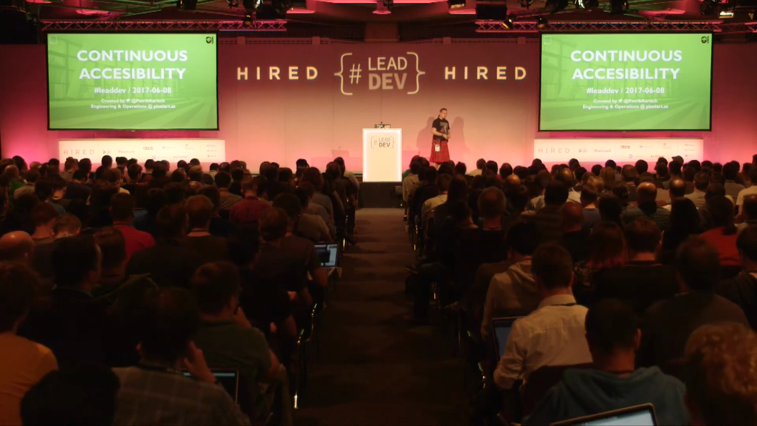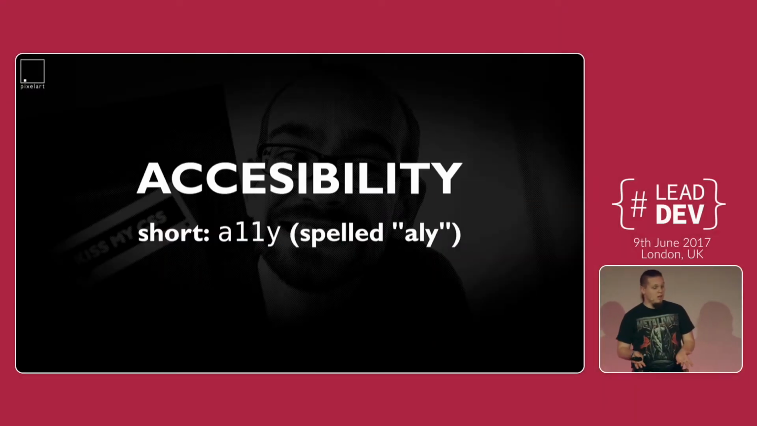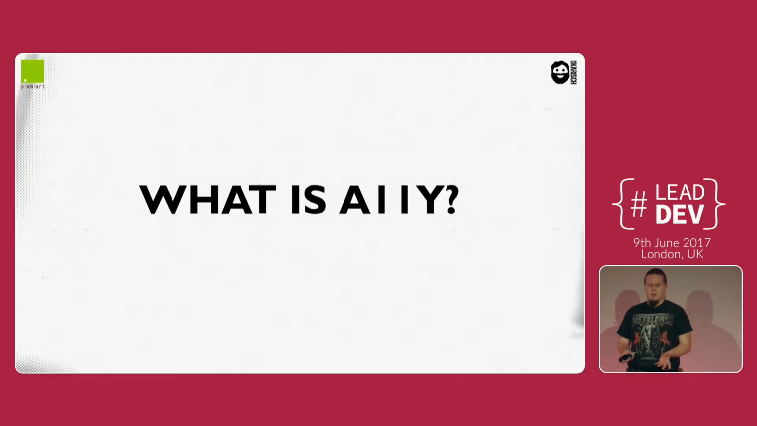Okay, before we talk about continuous accessibility and automation of accessibility, we should take a look, what is accessibility? Accessibility, or short, A11y, I will refer to them with both, accessibility and A11y today. So, what is it? It's simple.